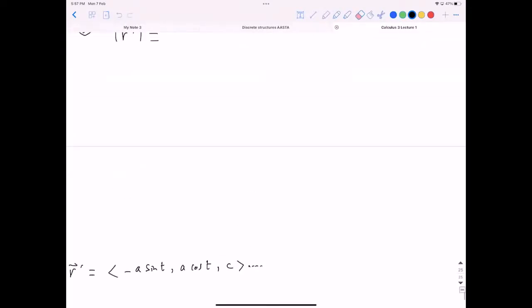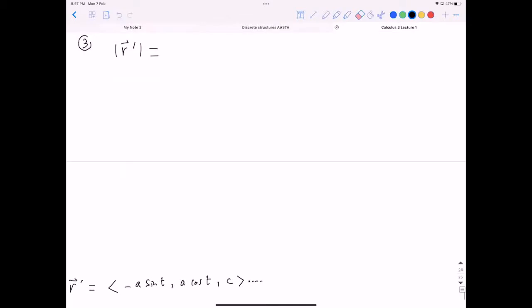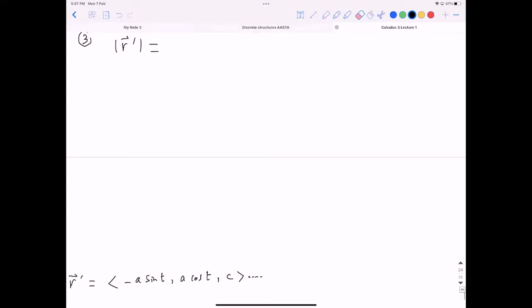This is R prime. So the magnitude of R prime is? It will be the square root of A square sine square t plus A square cosine square t plus C square. This can be simplified into A square plus C square.